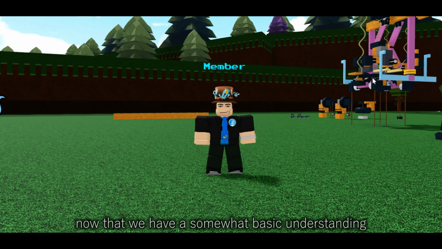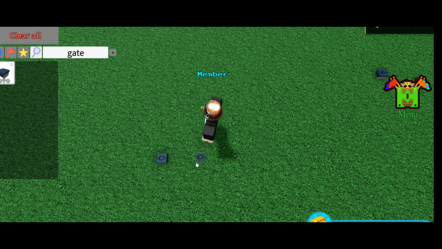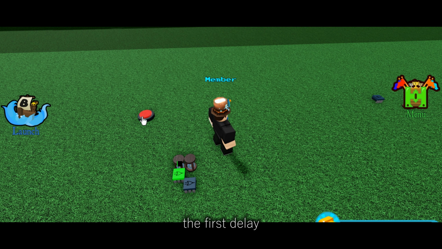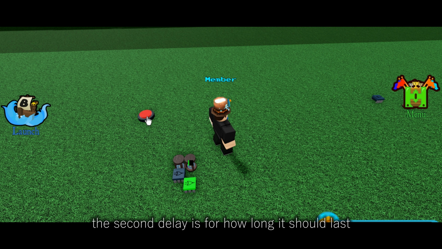okay, so now that we have a somewhat basic understanding of how to ollie, let's try and recreate it in game. I'm gonna use a NOR latch to sort of make a cell for a keyframe. The first delay is the delay between when it should start, and the second delay is for how long it should last.